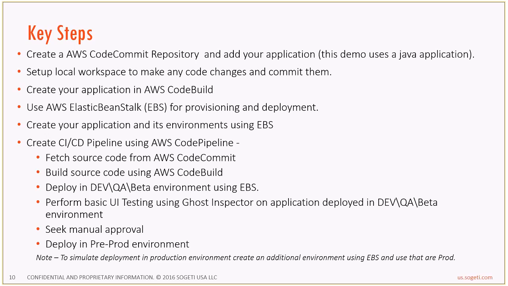After we have set up some of these initial components for our pipeline, we will be creating a pipeline using AWS CodePipeline. The first step is to fetch the source code from AWS CodeCommit, then build it using AWS CodeBuild, and then finally deploy into a beta, which is nothing but a dev/QA environment, using Elastic Beanstalk. After our application is deployed to the beta environment, we will be performing certain UI testing using Ghost Inspector.